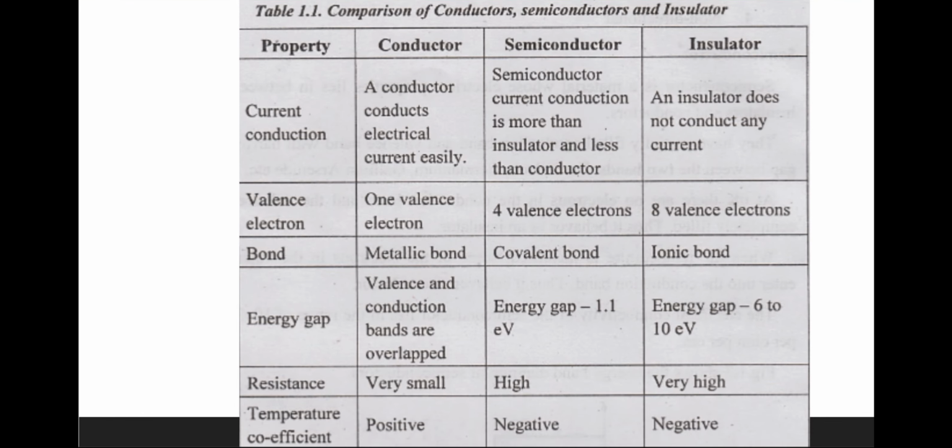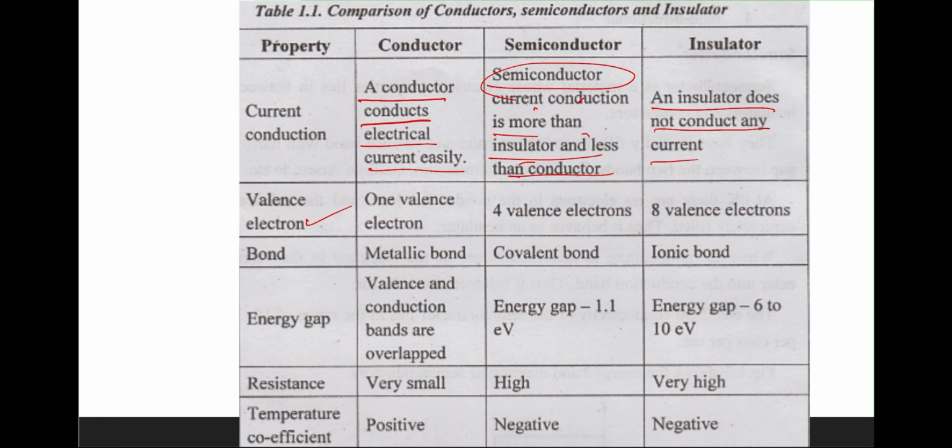Some comparison between the conductors, semiconductors and insulators. A conductor can conduct electrical current easily. In the case of semiconductors, the current conduction will be more than that of insulator but less than that of conductor. An insulator does not conduct any current. So this is the conductivity comparison between conductor, semiconductor and the insulator.